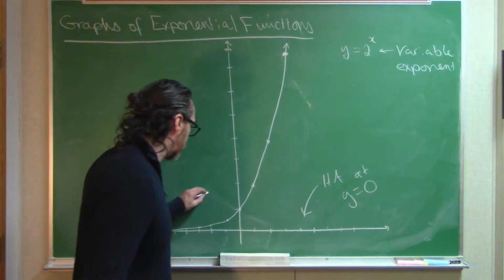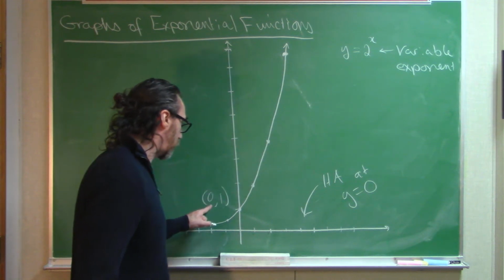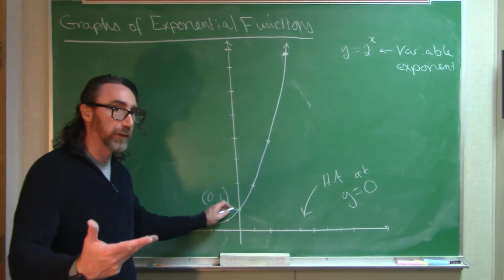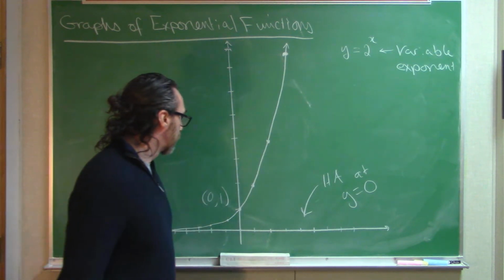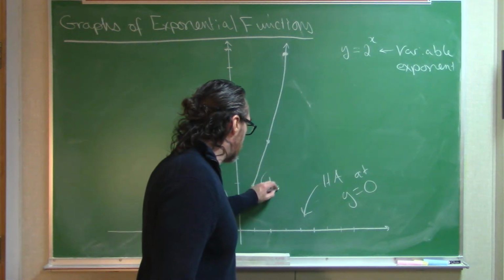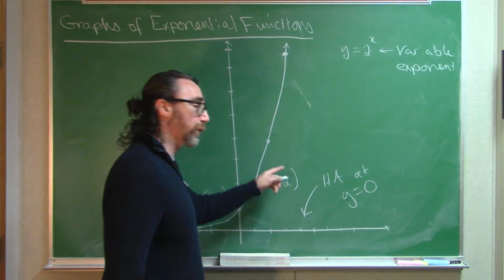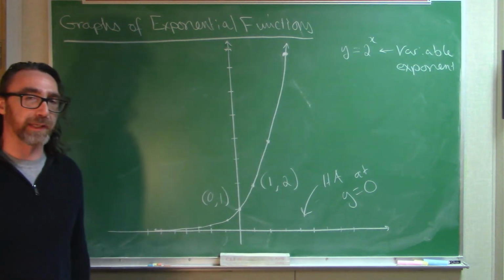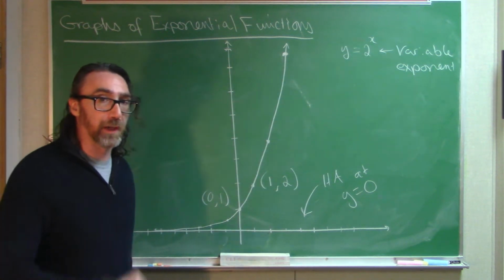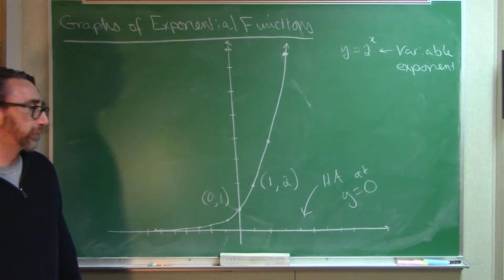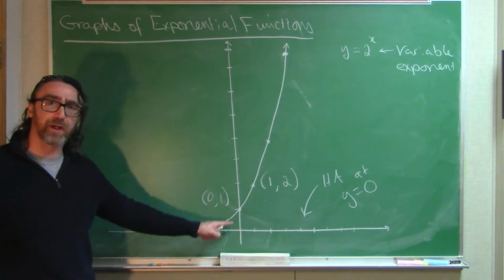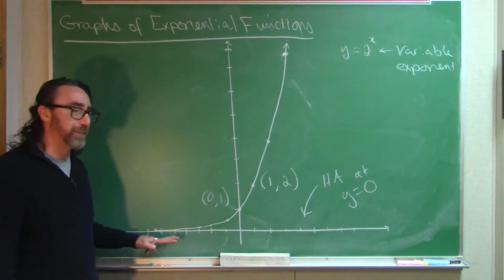They're all going to go through (0, 1) because anything to the 0 power is 1. We discussed that in a previous video. They also go through (1, whatever the base is). So this goes through (1, 2). If we had 3 to the x, it would go through (1, 3). If we had 5 to the x, it would go through (1, 5). So these will be like our anchor points with this basic shape.